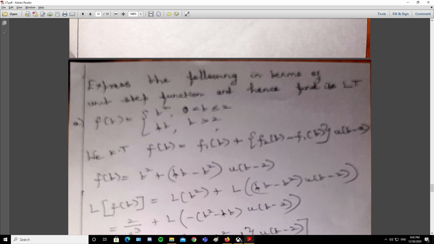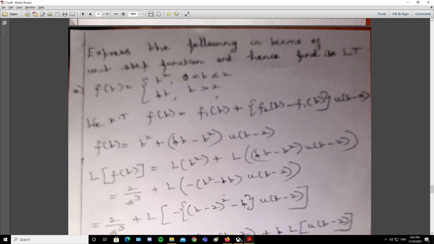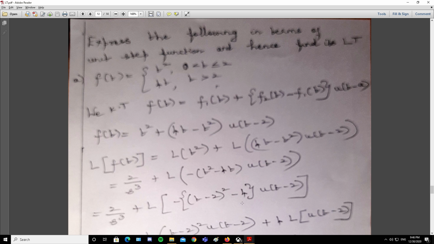It is u of t minus 2. So I have simplified 4t minus t square to a function in t minus 2. So you just have to simplify, take minus out, minus of t square minus 4t. So how can you write it as t minus 2? I can write this as t minus 2 whole square, t square minus 4t plus 4 minus 4. The next step, minus of t minus 2 whole square minus 4.